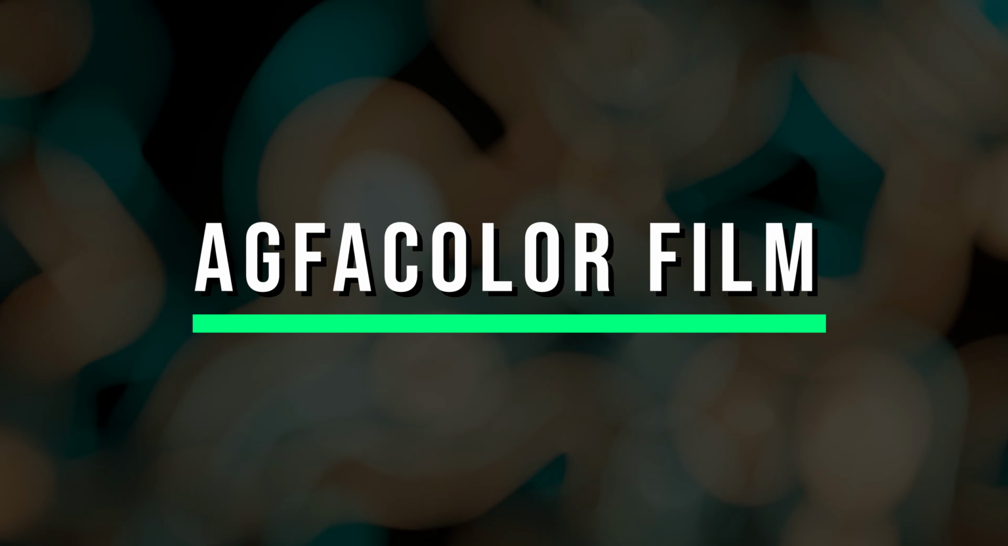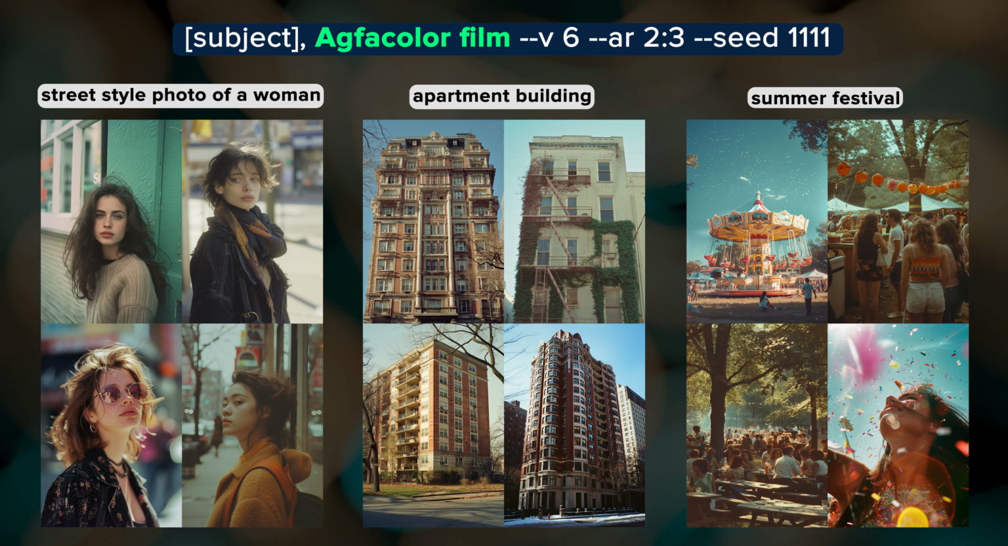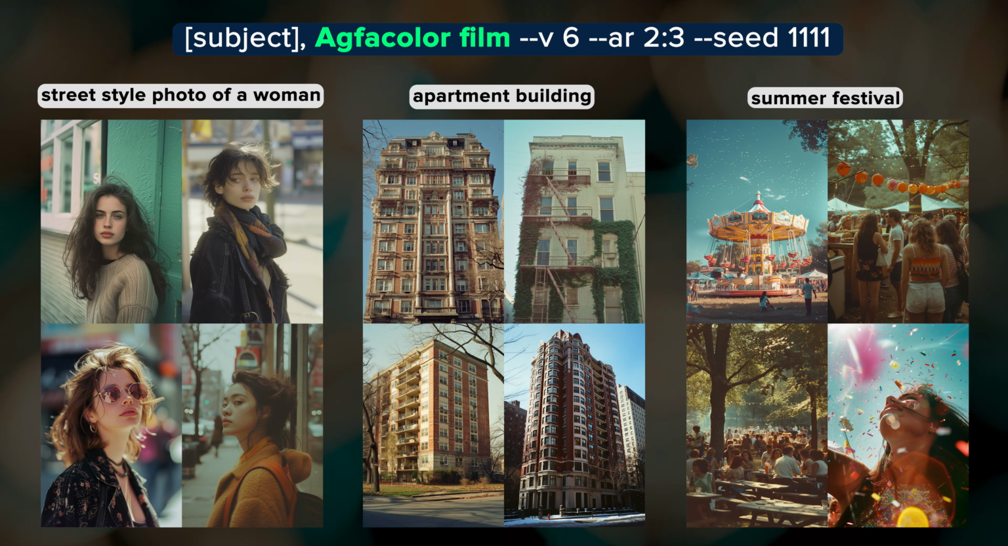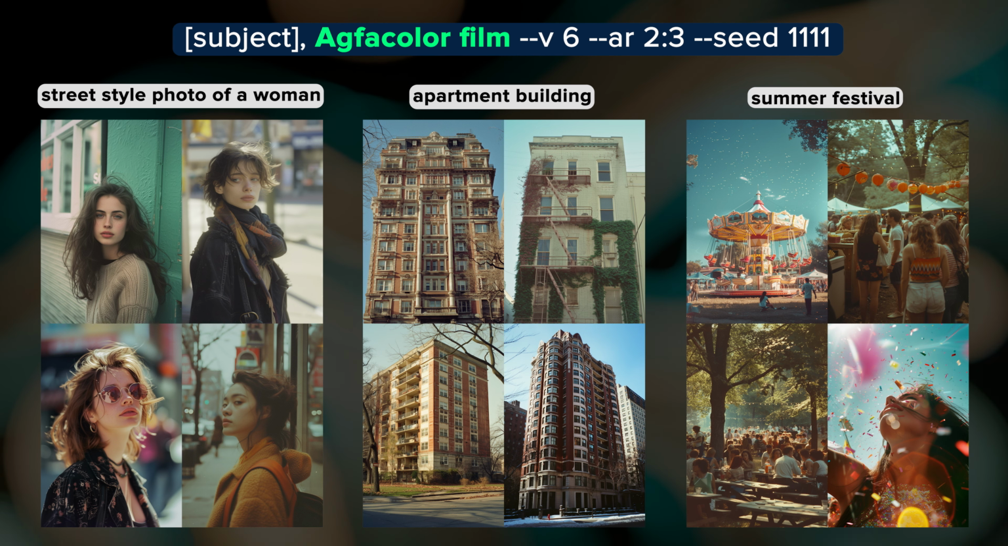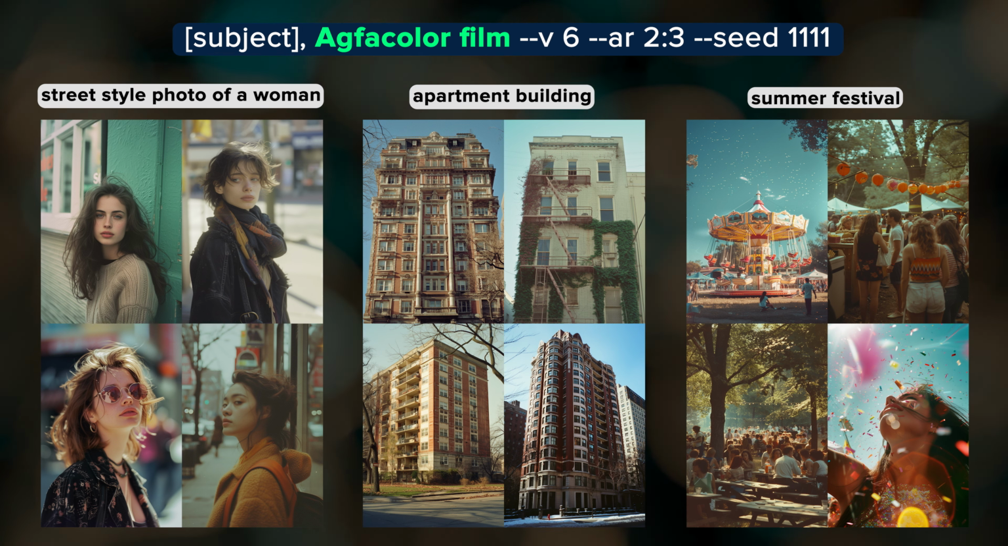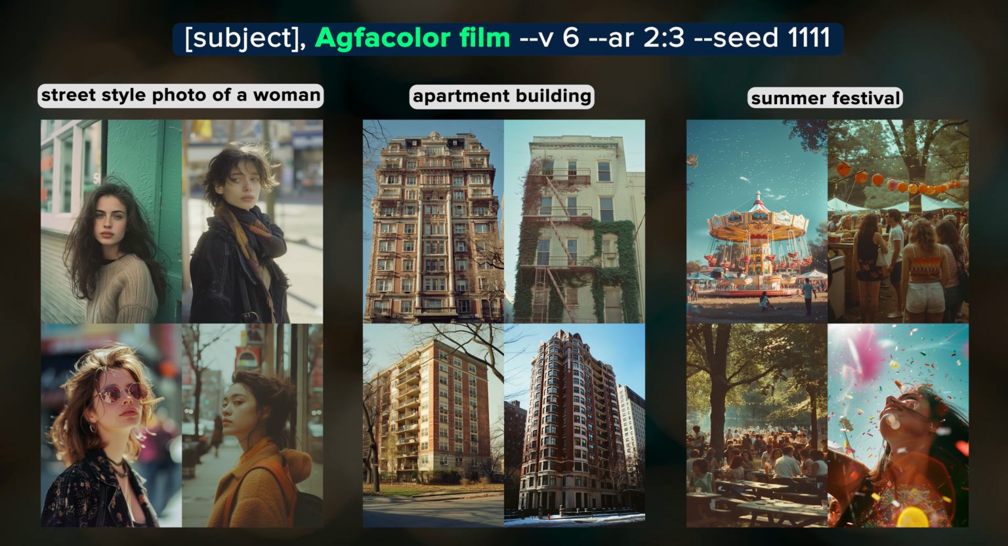Agfacolor film. This film is no longer commercially available, but it was first introduced in the 1930s and was originally used for making slides and short documentaries. The results for Agfacolor film are similar to what I showed for Kodak Portra 400 earlier, but with these images, the colors are a little more muted in comparison.